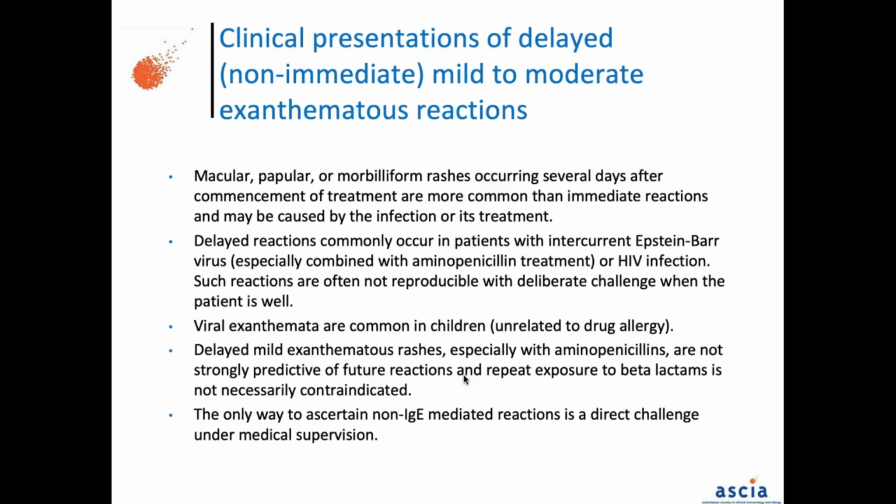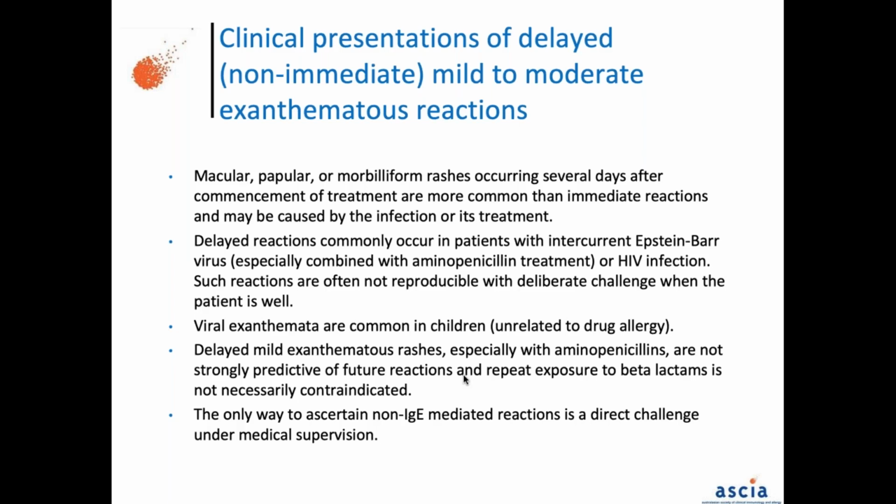So the majority of non-immediate reactions are really mild to moderate. So you can have macular, papular, or morbilliform rashes. The typical history in a child will be that these are occurring several days into the commencement of the treatment, most commonly the second or third day of treatment. And they are a lot more common than immediate reactions. In fact, probably about 80% of children that present with a history of a beta-lactam allergy will have such a rash.